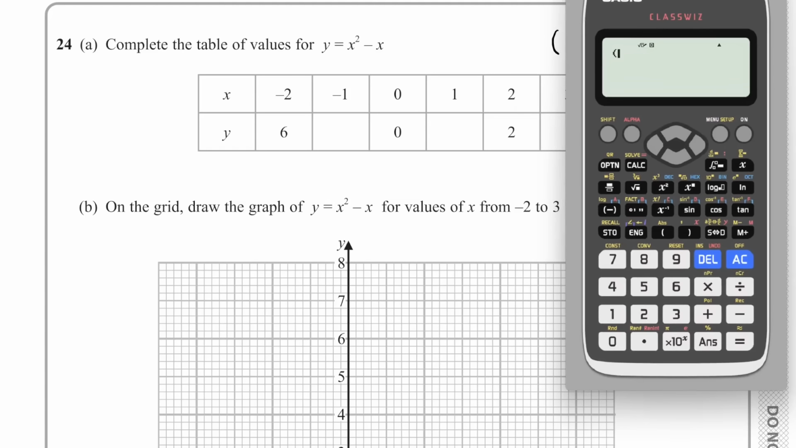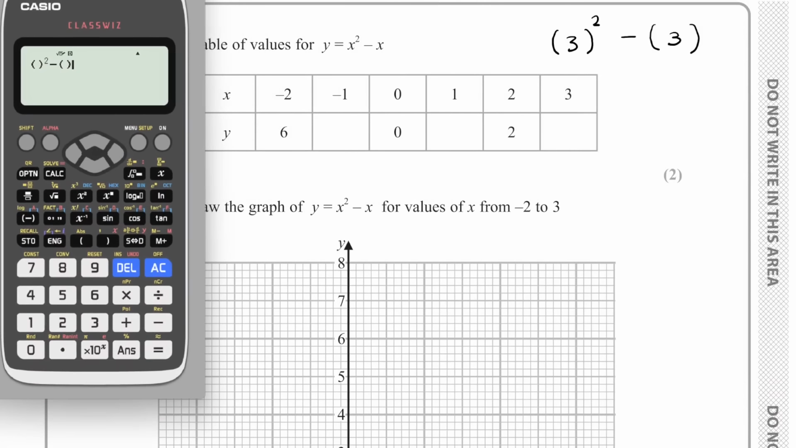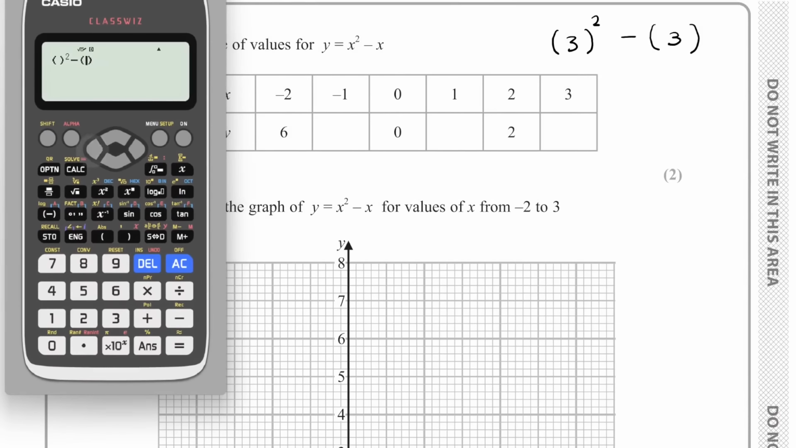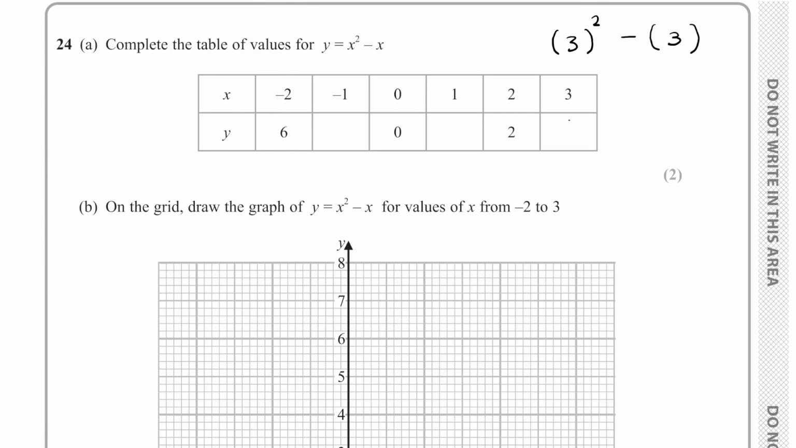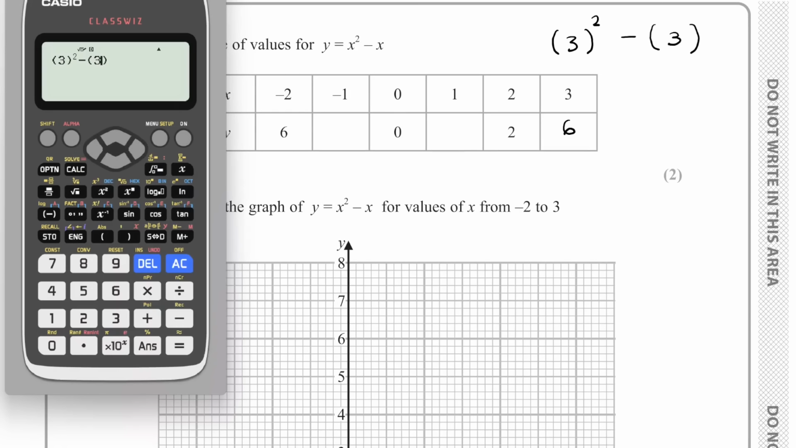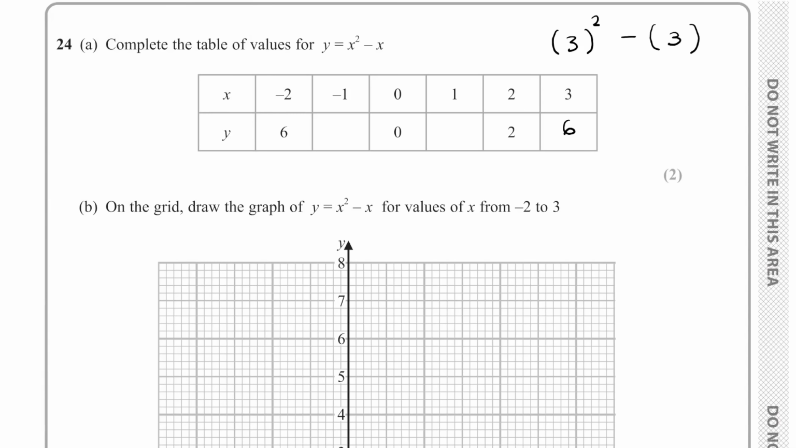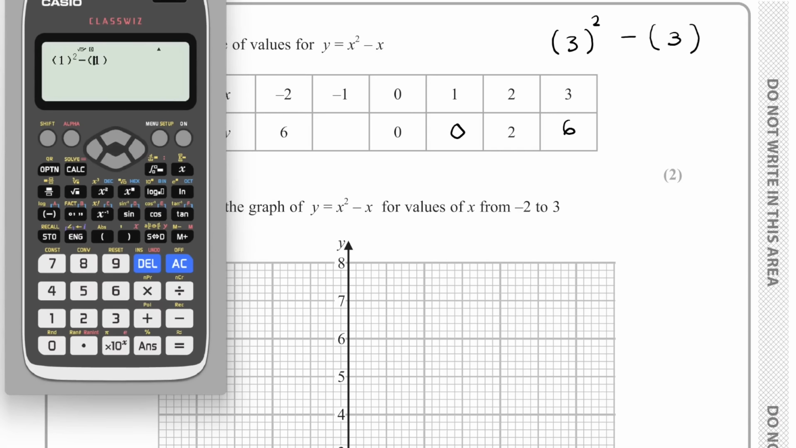And I'm just going to type that into the calculator. Something squared take away something. So for 3, 3 squared take away 3, which is 6. We don't need to do 2, but I'm just going to type it in. 2 squared take away 2 is 2. We've already got that one. 1 squared take away 1 is going to be 0. 0 squared take away 0 is 0.